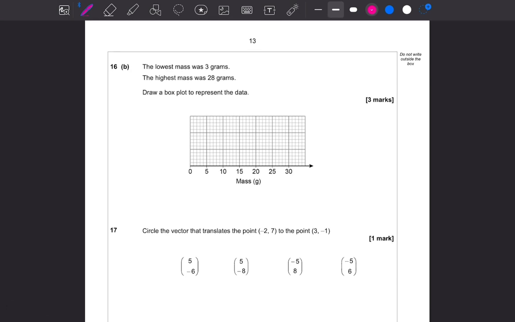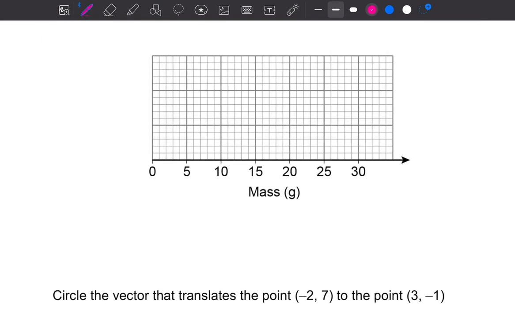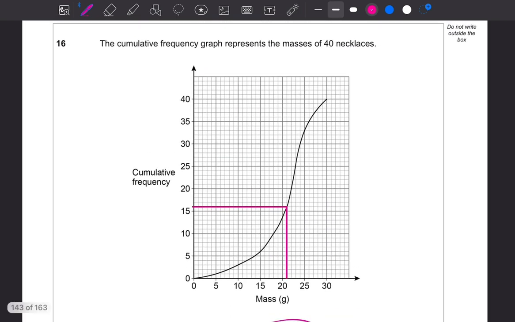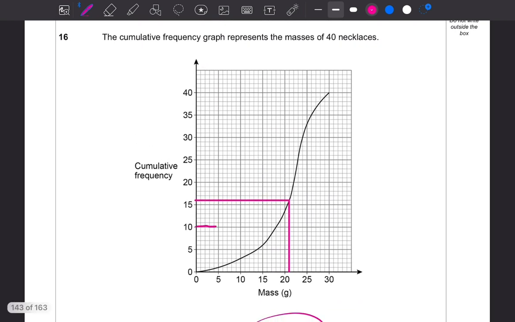The lowest mass was 3, the highest mass was 28. Draw a box plot. So we'll put on the 3 and the 28. There's the 3. 28 is there. What we need now then is Q1, the median Q2, and also Q3. So these are the lower and upper quartiles. So to do that, there was 40 in total. So I'll divide that by 4 and go to 10. Draw across, draw down. That gives us something like 17. Do the same for 20.